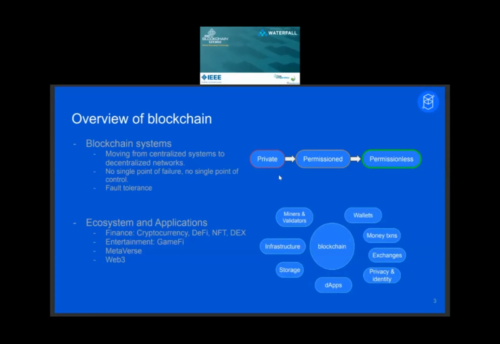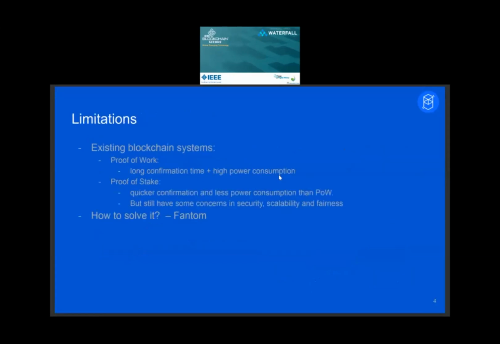Blockchains have been used successfully in many places. However, there are still some limitations in existing blockchain technologies. For example, proof of work has a long confirmation time and high power consumption, whereas existing proof of stake proposals do have some limitations related to security, scalability, and fairness. With Phantom, we would like to solve these limitations, and in this part of my talk, let me introduce you to Phantom and its Opera network.